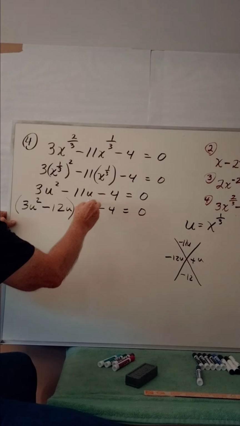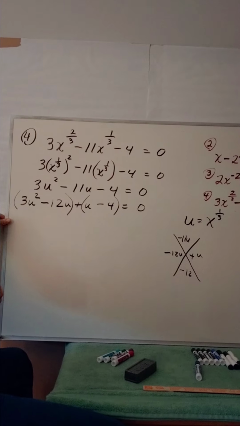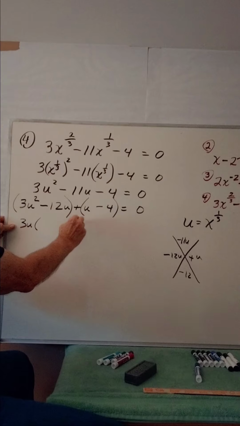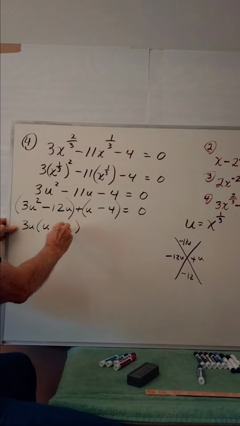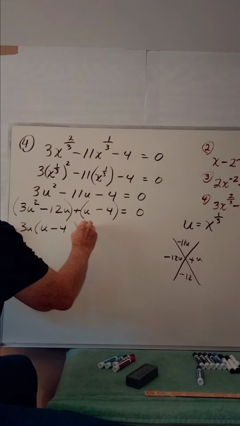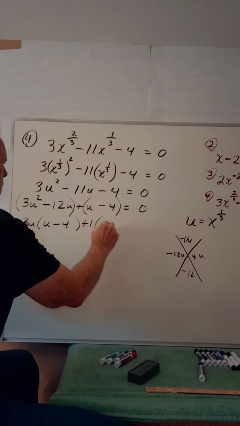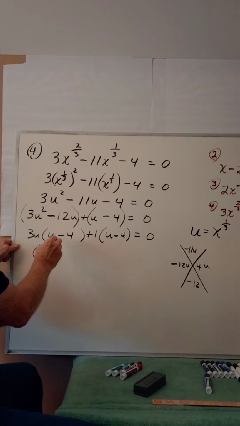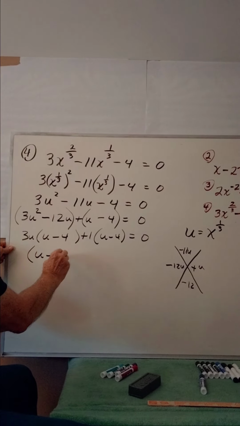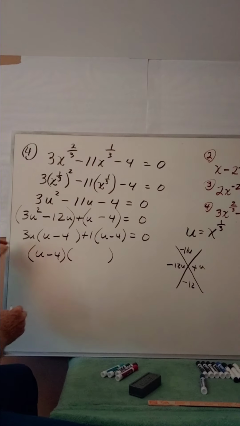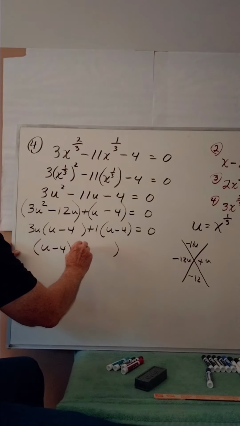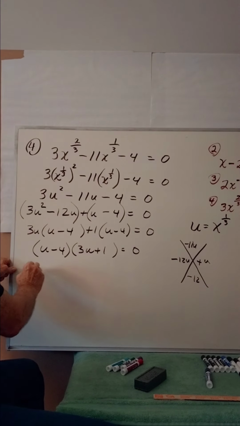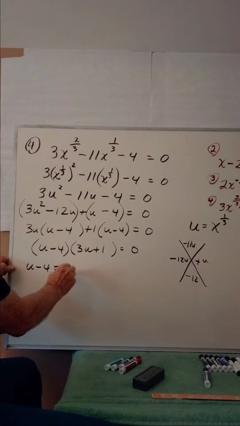We'll tuck the front pair and tuck the back pair. The front, take out a 3u, and that's going to leave us with a u minus 4. Take out a positive 1, and that's going to leave us with a u minus 4 is equal to 0. Bring down that common binomial factor of u minus 4. And the other will be the turkey and the gravy right here. The 3u plus 1 is equal to 0. U minus 4 is equal to 0.